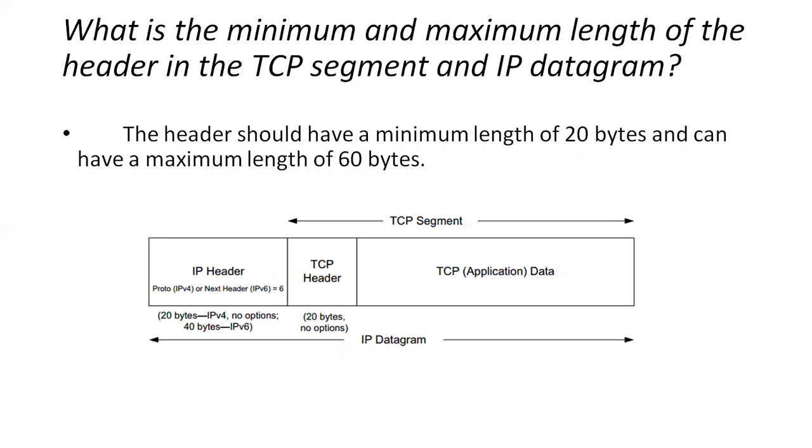What is the minimum and maximum length of the header in the TCP segment and IP datagram? The header should have a minimum length of 20 bytes and can have a maximum length of 60 bytes.